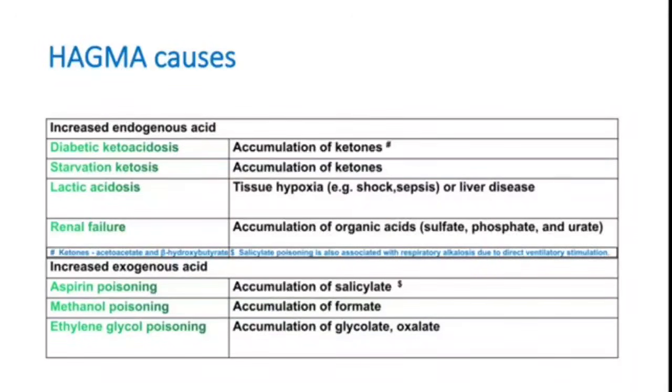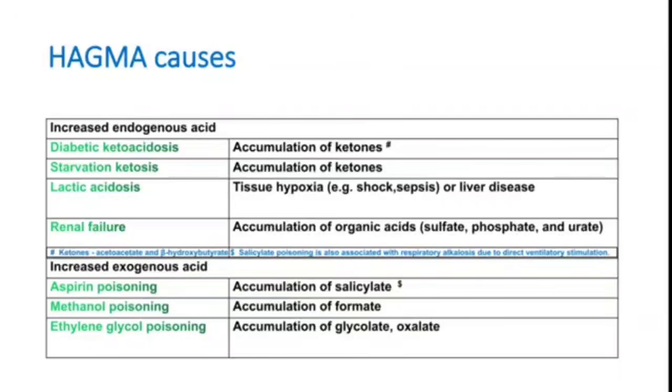There are two important causes: increased endogenous acids and increased exogenous acids. Endogenous acids are diabetic ketosis, accumulation of ketone bodies, starvation ketoacidosis, and lactic acidosis, mainly due to tissue hypoxia produced by shock, sepsis, dehydration, hypotension, cardiac failure, all these things, and liver disease. Renal failure can produce accumulation of organic acids like sulfates, phosphates, and urates, and can also produce HAGMA.